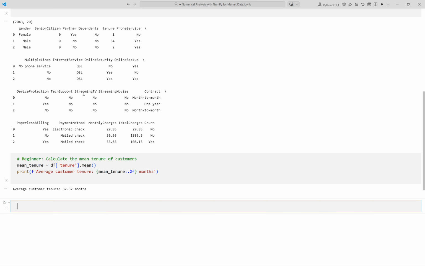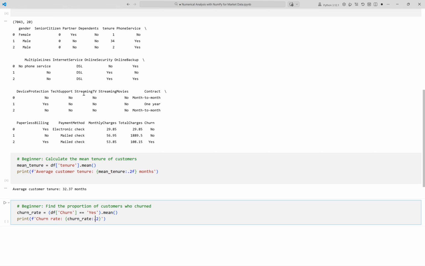Measuring churn is vital for customer retention strategies. We check whether the churn column equals yes and calculate its mean as a proportion. The output tells us what percentage of customers left the service.